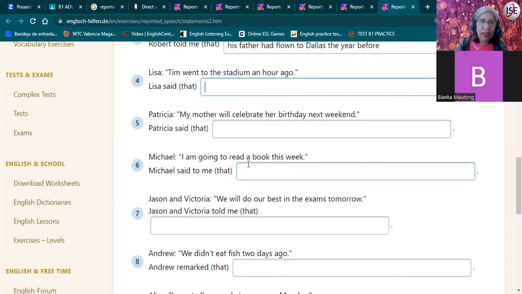Tim went to the stadium an hour ago. Lisa said that Tim went to the stadium. Tim gone or had gone? Had gone to the stadium an hour before.